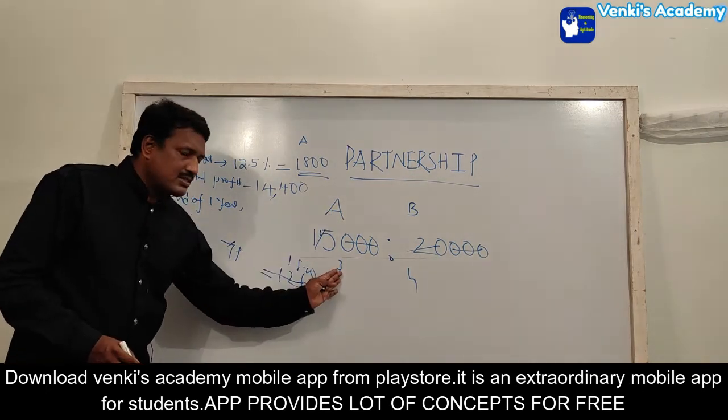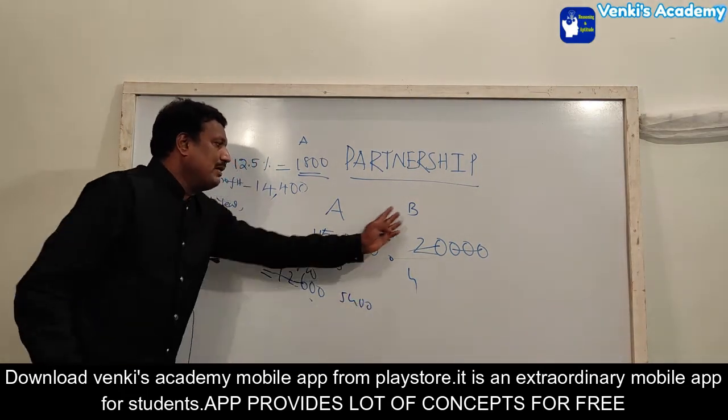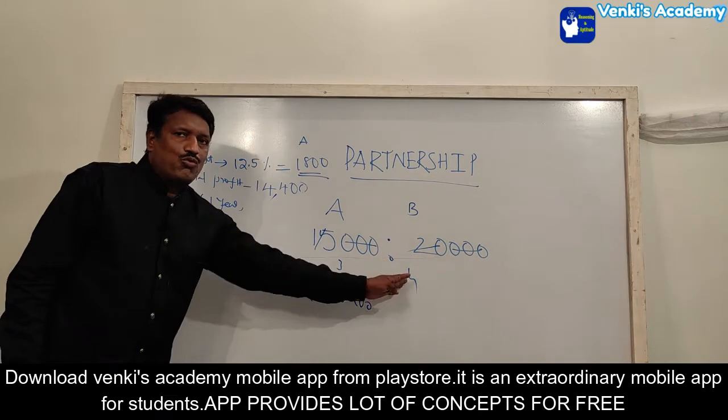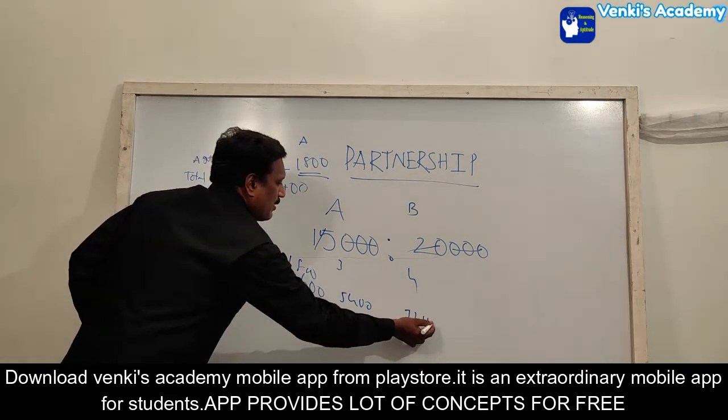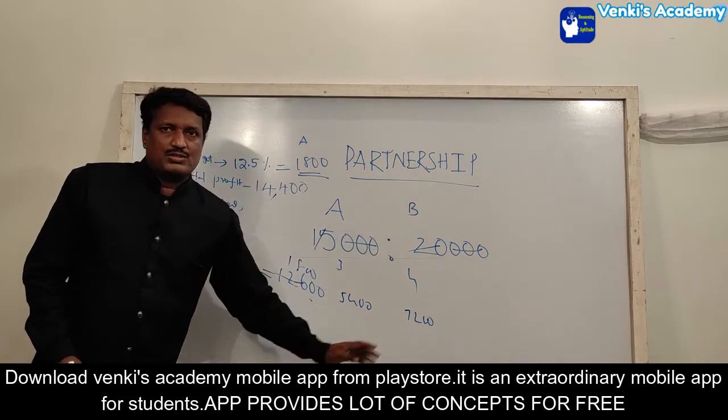Now A gets 3 parts. That means 18 threes are 54, so 5,400. B gets 4 parts. 18 into 4 means 7,200. So A got 5,400, B got 7,200.